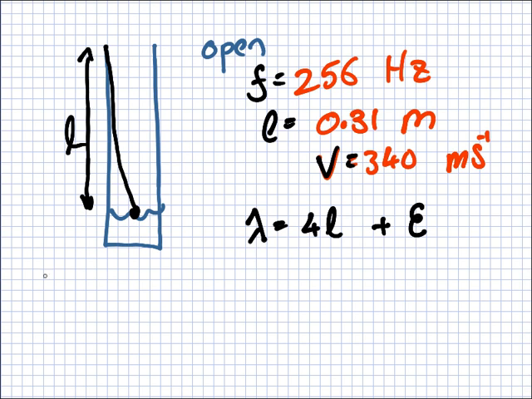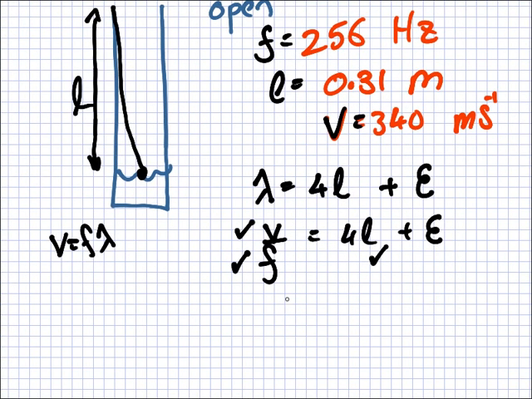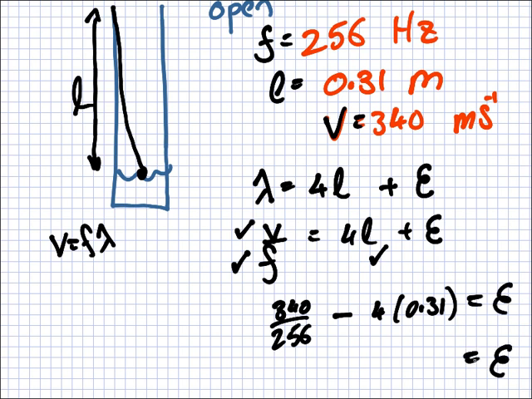Okay, so we also have the formula V equals F lambda. So let me change this into V over F equals 4 lambda plus error. Now what do we know? Do we know the V? Yes. Do we know the F? Yes. And do we know the L? Yeah. So the error is, let's see, 340 over 256 minus 4 times 0.31. That's equal to the error. So what do you get here? 0.022.